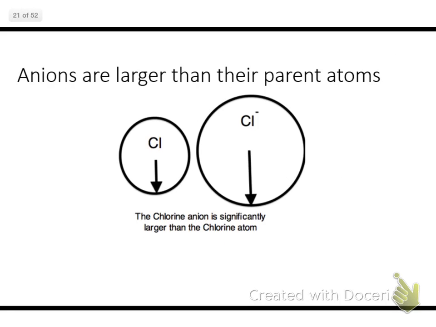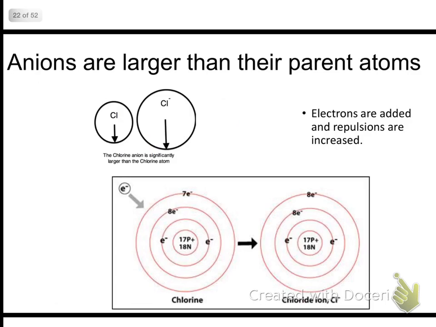So let's take a look at anions, which are the negative ions. An atom, when it gains an electron, actually becomes bigger. So chlorine adds an electron, becomes bigger. Let's talk about why that is. It's not quite as intuitive as the cation, but here we have chlorine. It's got 7 valence electrons. When we add an electron, now it has 8 electrons in its outer shell.